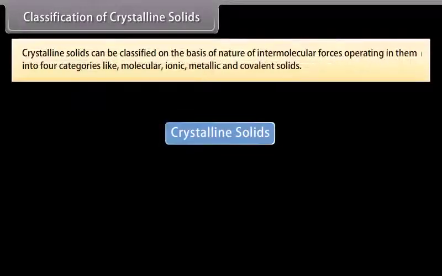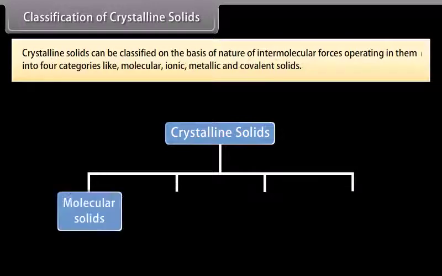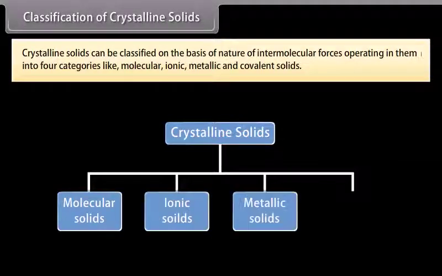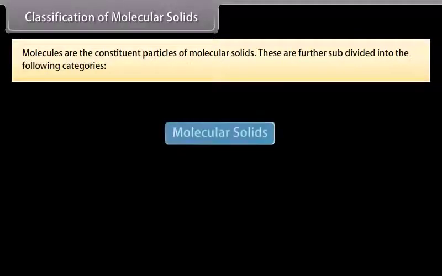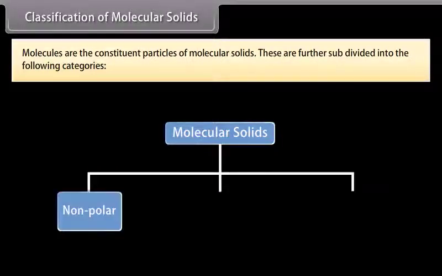Classification of crystalline solids. Crystalline solids can be classified on the basis of nature of intermolecular forces operating in them into four categories: molecular, ionic, metallic, and covalent solids. Classification of molecular solids. Molecules are the constituent particles of molecular solids. These are further subdivided into the following categories.